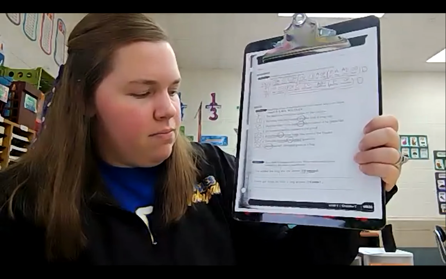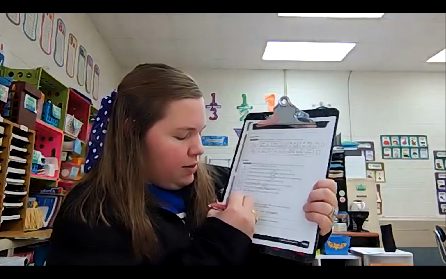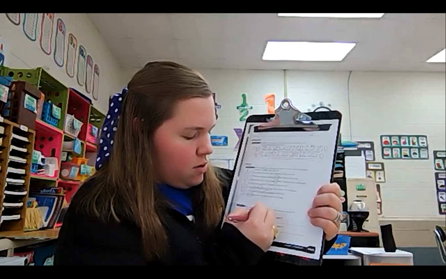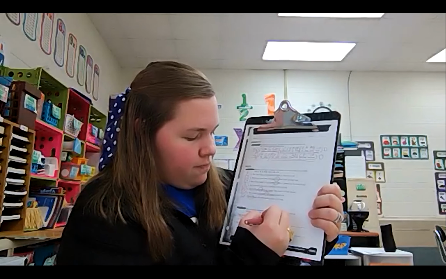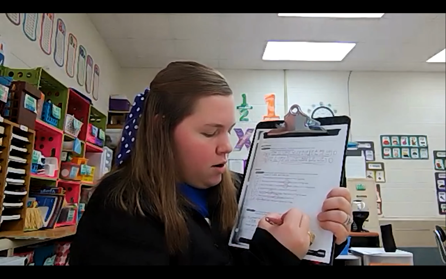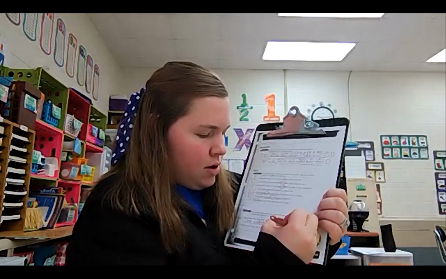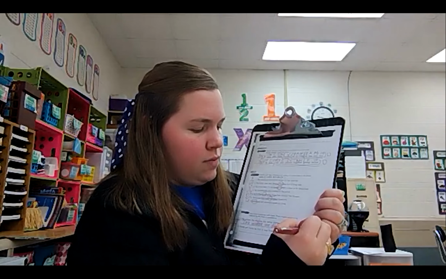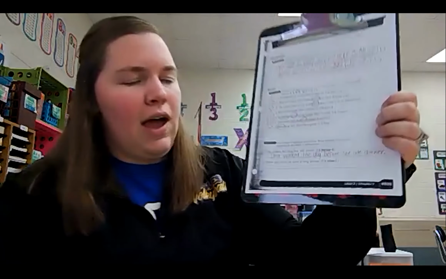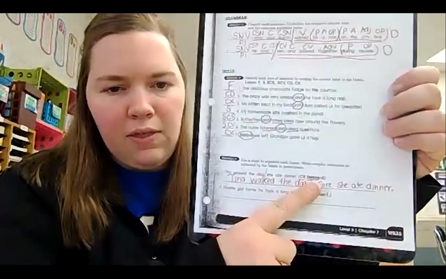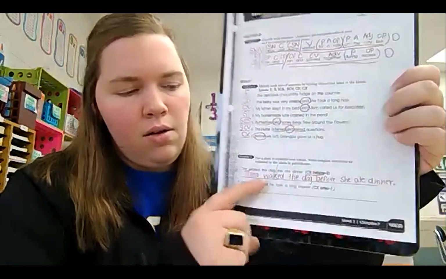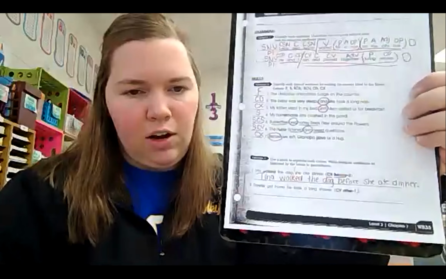Okay, so the second. So this sentence is going to say Tina walked the dog before, and then the second clause, she ate dinner. So that before slash to is telling you that this word is coming before the second clause. So we put Tina walked the dog before she ate dinner.